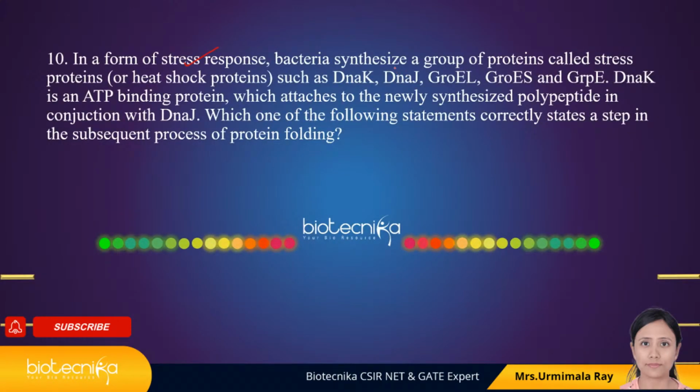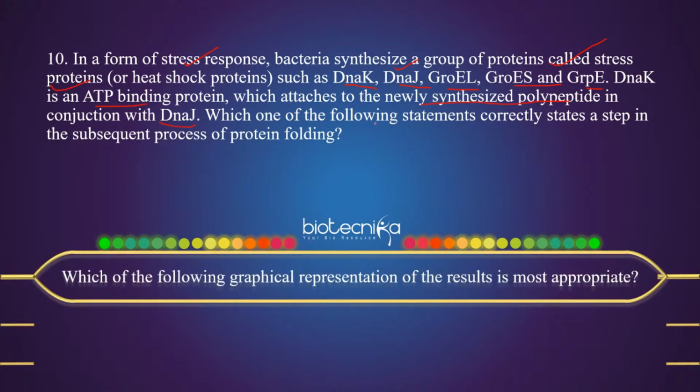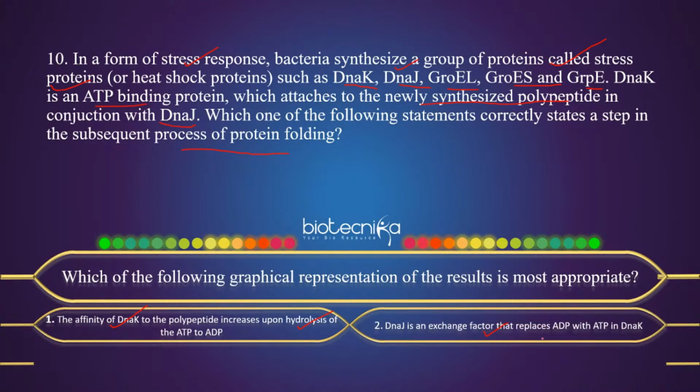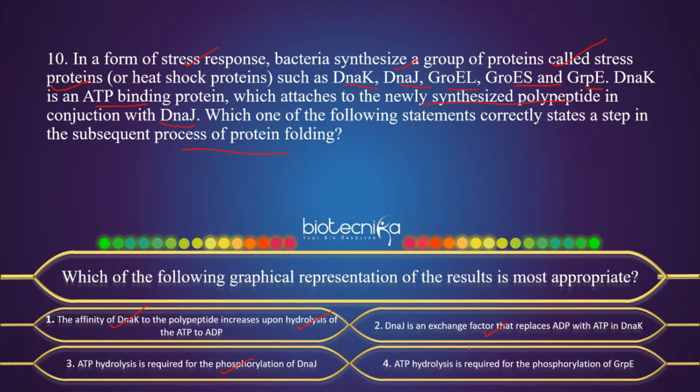In the form of stress response, bacteria synthesize a group of proteins called stress proteins, such as DnaK, DnaJ, GroEL, GroES, GrpE. Now, DnaK is an ATP binding protein that will attach to the newly synthesized polypeptide in conjunction with DnaJ. So, which out of the following statements correctly states a step in the subsequent process of protein folding? The affinity of DnaK increases upon hydrolysis, or DnaJ is an exchange factor, or ATP hydrolysis is required for phosphorylation, or ATP hydrolysis is required for the phosphorylation of GrpE. Come on, get it correct.